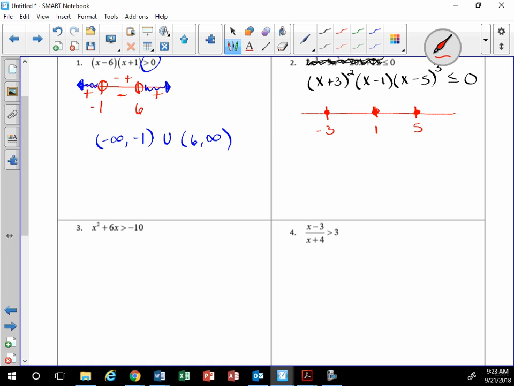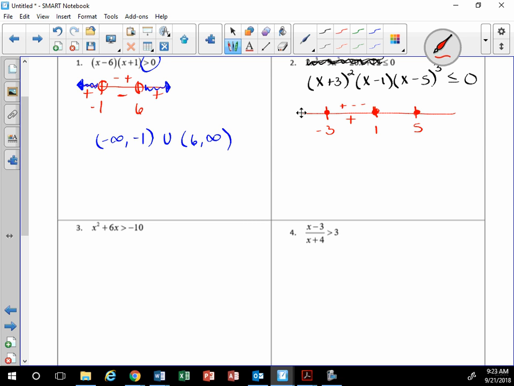What's easy to plug in? 0. Okay, so 0 plus 3 squared, that's going to be positive. 0 minus 1 is negative. 0 minus 5 is negative. Negative cubed is still negative. Positive times negative is negative. That is positive, right?